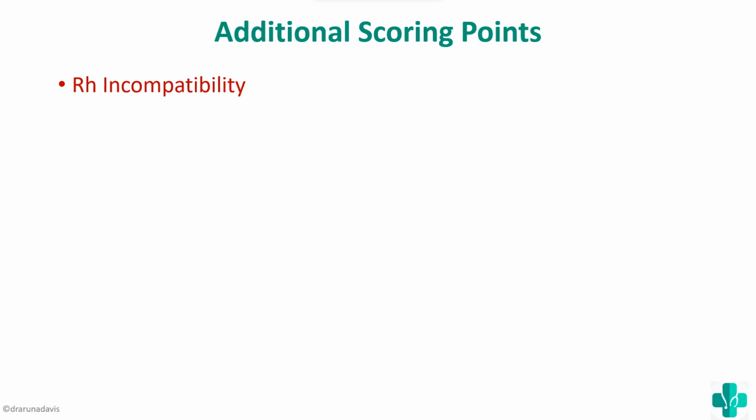Now for some scoring points, you can elaborate more on RH incompatibility and explain the different forms of hemolytic disease of the newborn. You may also mention the different hazards of blood transfusion or the complications of mismatched blood transfusion. So I hope now you're confident when you get a short note on the ABO system or the RH system. I hope the concept is clear. Thank you.